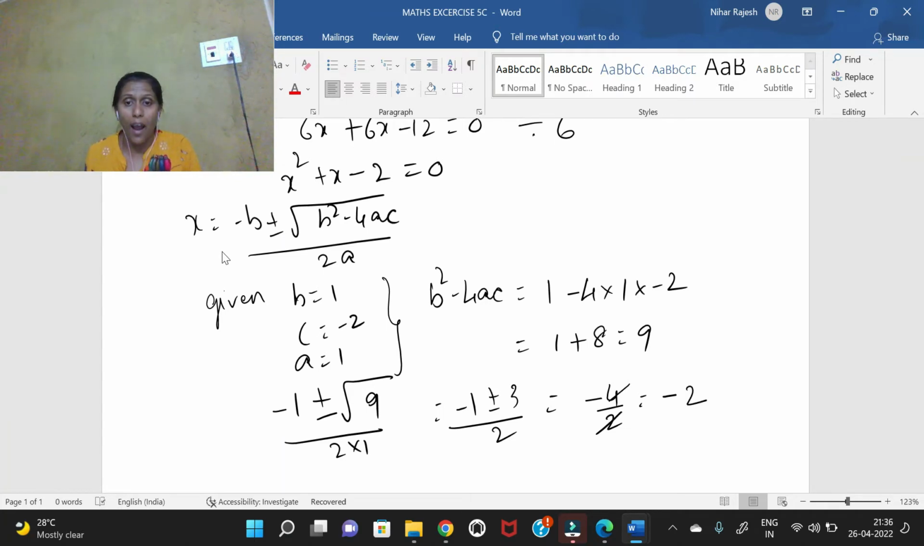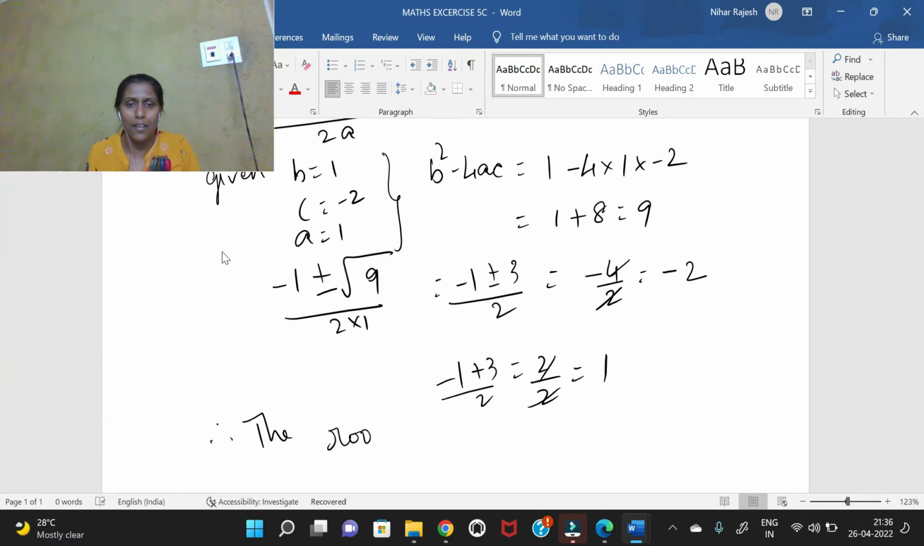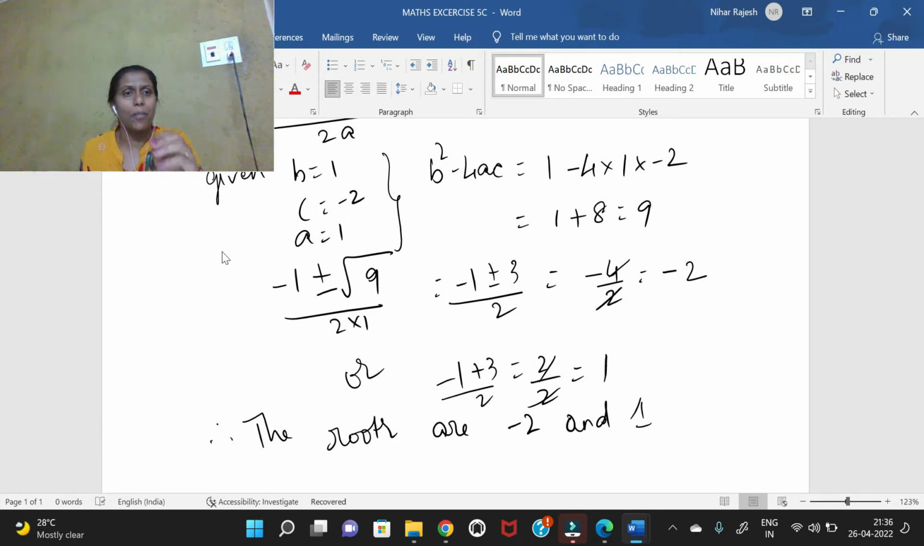That's 1. Or it will be minus 1 plus 3 by 2, which is equal to 2 by 2, which is equal to 1. Therefore, the roots are minus 2 and 1. Got it? How did we do it? We did it by applying the formula, right? So, next. Since they've asked us to apply the formula, we have applied.